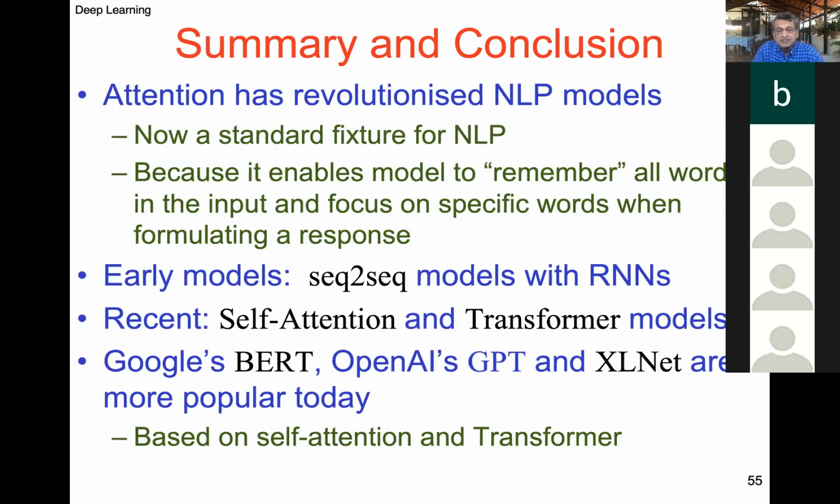So I'll conclude our discussion of both attention models and natural language processing. Attention has revolutionized natural language processing. It's now a standard fixture for NLP, because it enables a model to remember all words in the input and focus on specific words when formulating a response. That's what attention brought to the picture. Early models were sequence-to-sequence models with RNNs, and recent ones include self-attention and transformer models. Google's BERT, OpenAI's GPT, and XLNet are the most popular ones today. They're based on self-attention and transformer.